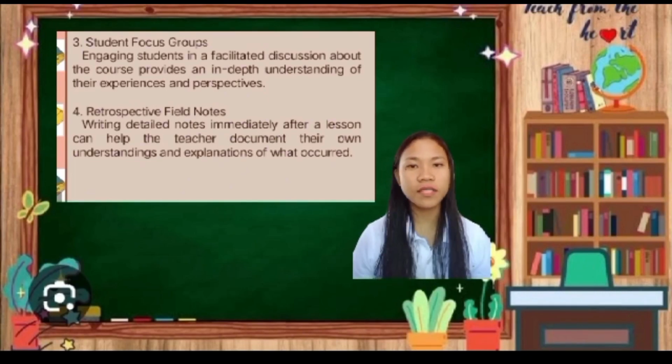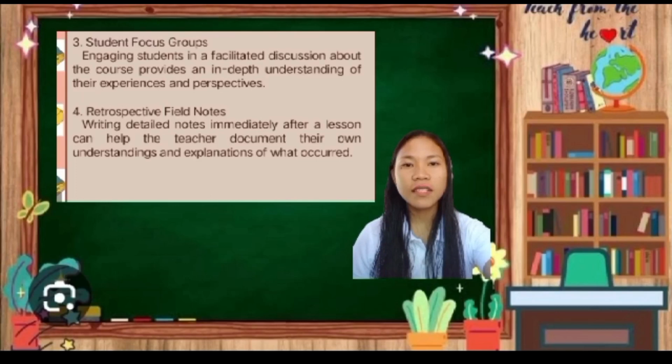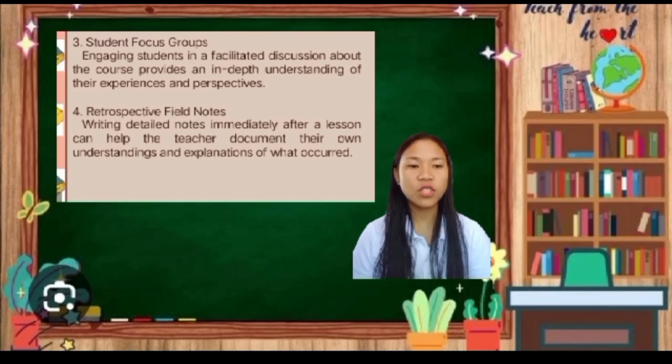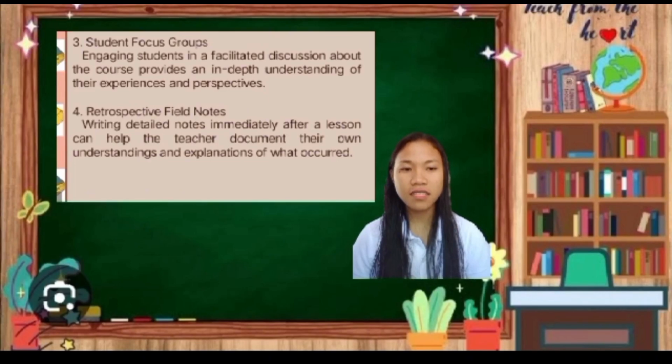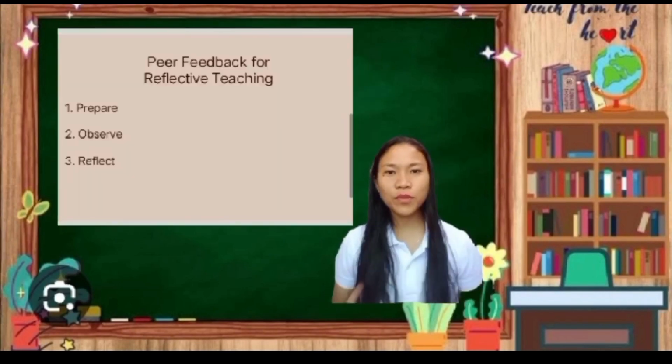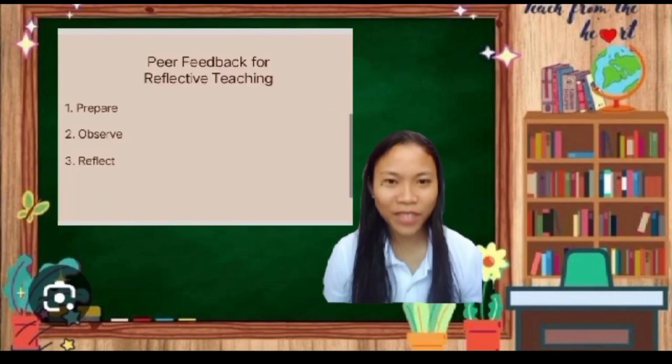A student focus group is getting students together to talk about their thoughts and experiences in class. And the fourth one is retrospective field notes. Writing detailed notes immediately after a lesson can help teachers document their own understanding and explanation of what occurred. So retrospective field notes are like a teacher taking notes about their own teaching right after a lesson. It is a way to jot down what worked well, what didn't, and any ideas they have for next time.